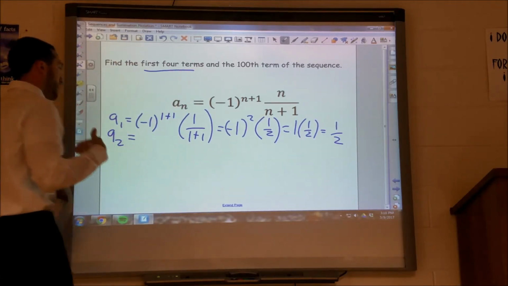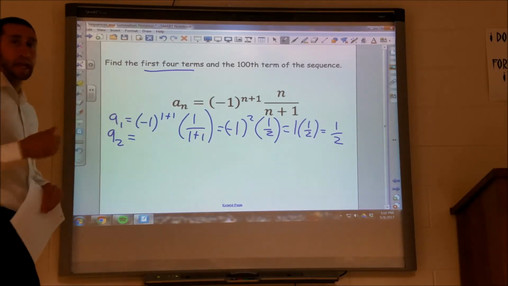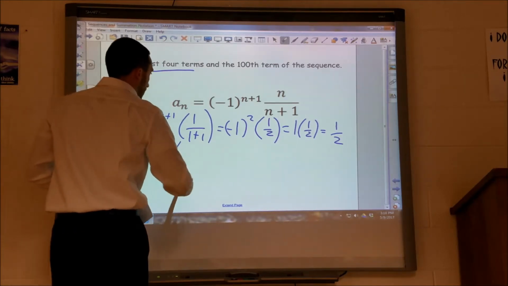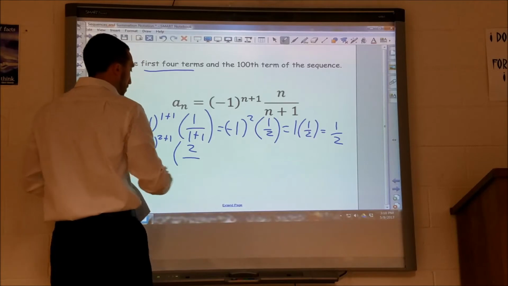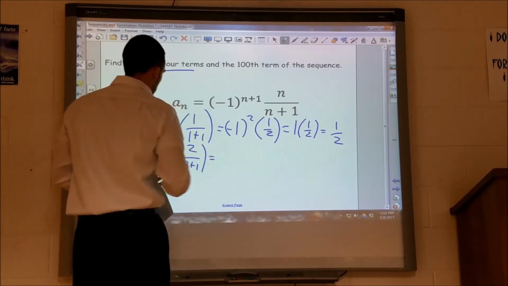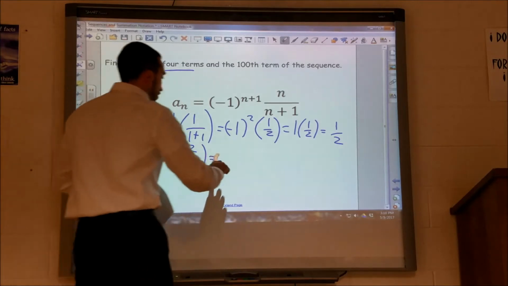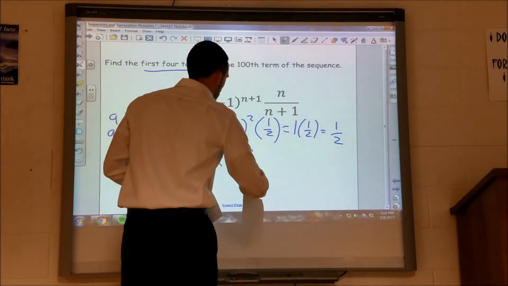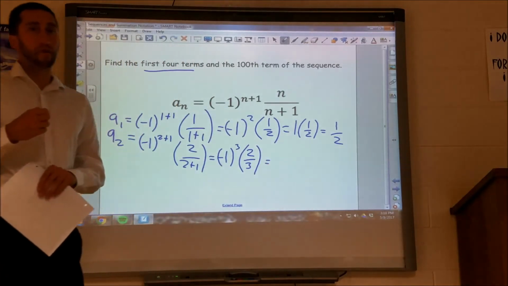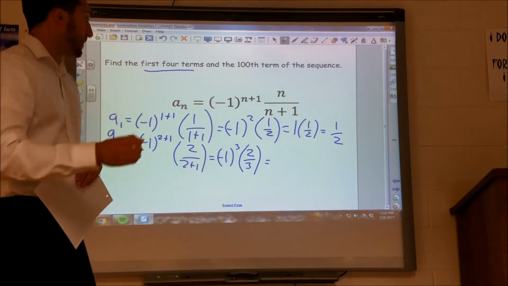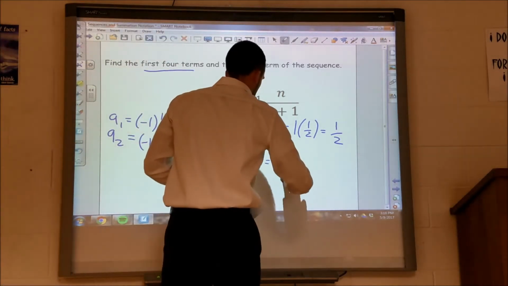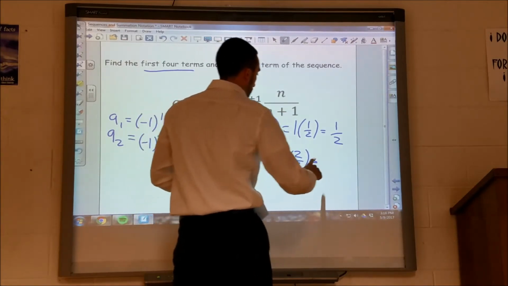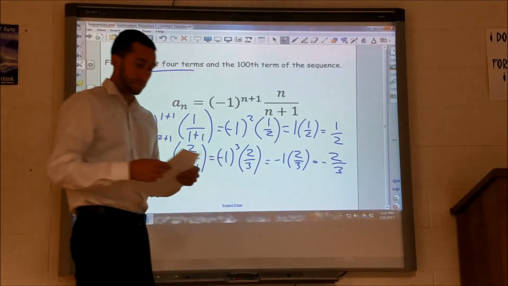So a sub 2, meaning the second term. Wherever I see an n, now I plug a 2 in. So I'm going to get negative 1 to the 2 plus 1. I'm going to plug a 2 in for n, so I get 2 over 2 plus 1. Simplify a little bit. Negative 1 cubed times, and then obviously 2 over 2 plus 1 is 2/3. Simplify a little bit further. Negative 1 cubed, that's going to give us a negative 1 back. And 2/3, giving us the second term being negative 2/3.